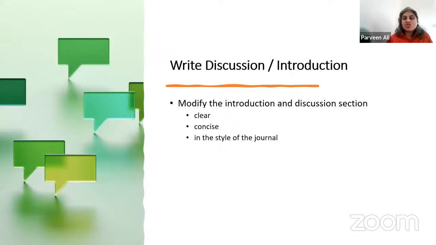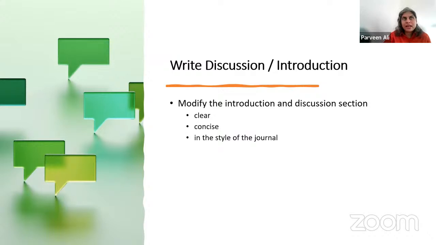Then the next sections that you should write are the discussion and introduction. Modify them to meet the needs of the journal article that you're writing. Make sure that it is clear, concise, and is written in the style of the journal with regards to referencing, with regards to the language used, and with regards to the information that you want to convey, depending on your topic. Doing discussion and introduction both at the same time helps, because then you can make sure that you're using similar and current literature to support both of those things.